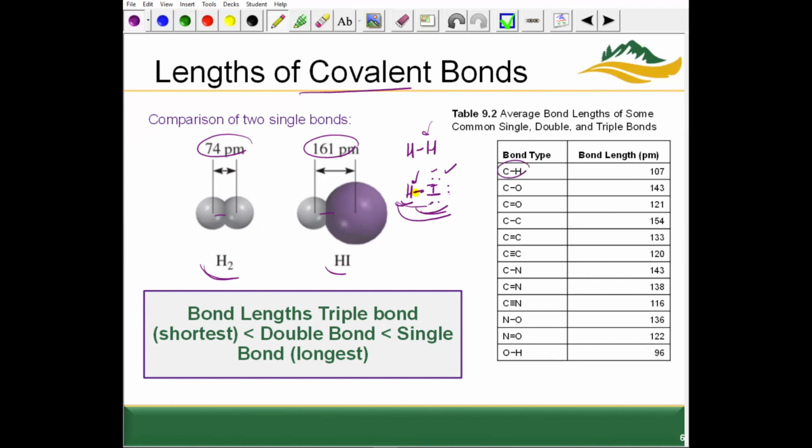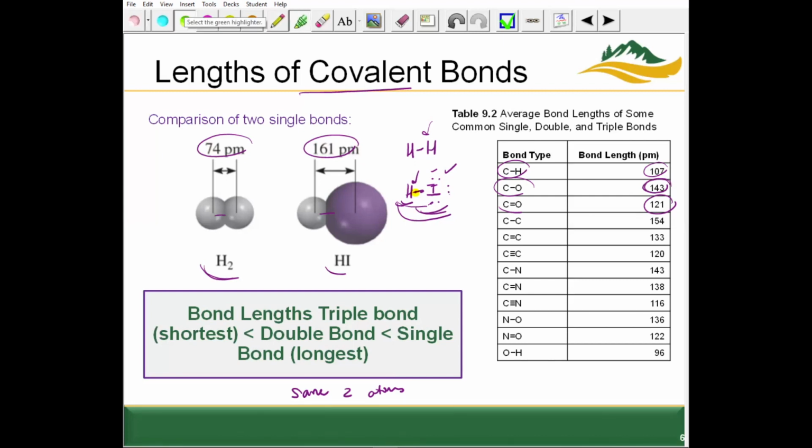For instance, for the carbon-hydrogen single bond, that's about 107 picometers, carbon-oxygen single bond, about 143 picometers. So when looking at the same two atoms, for example, we can look at carbon-oxygen double bond is 121 picometers, whereas the carbon-oxygen single bond is 143 picometers.